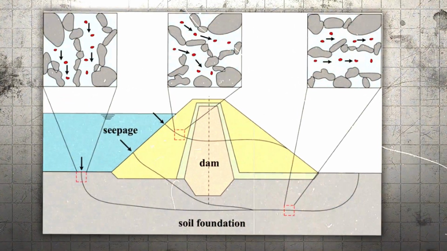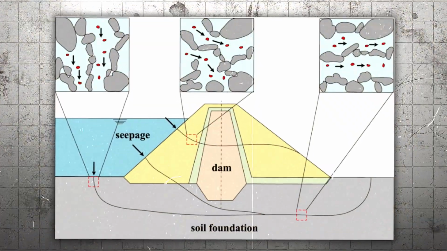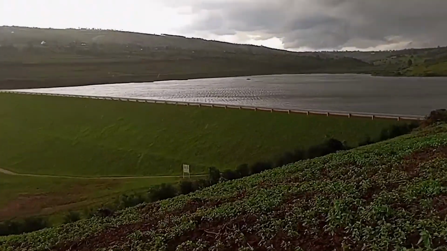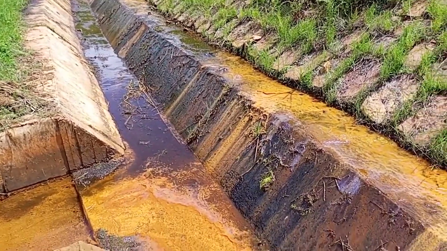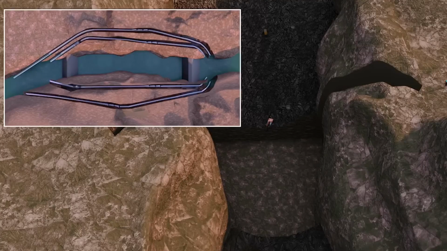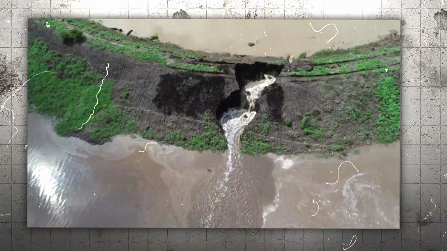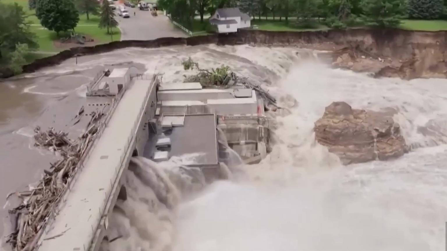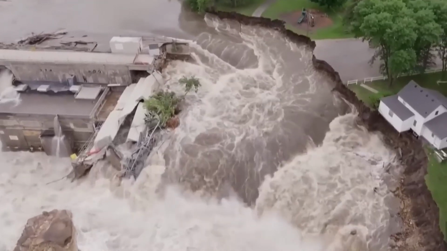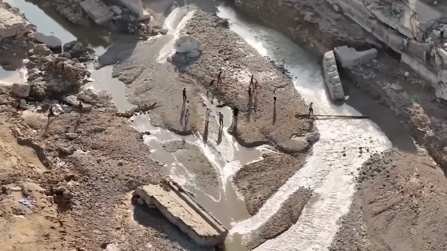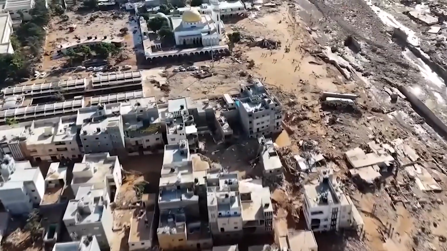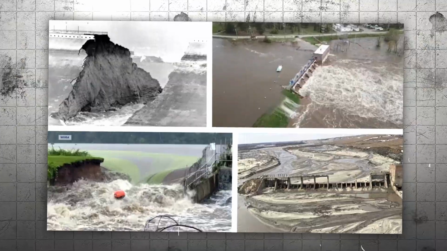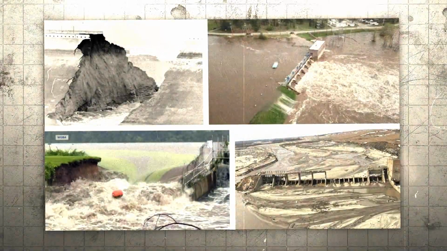Now, this might sound alarming, but it's actually a natural process. And usually, a dam can still be safe even with this seepage. When engineers design and build a dam, they actually expect some amount of water to seep through. But too much seepage can be dangerous, because if too much water leaks through, the dam can get weaker and even fail. And as you can imagine, when a dam fails, it can be a huge disaster. We'll even talk about some of these dam failures later on in this video.